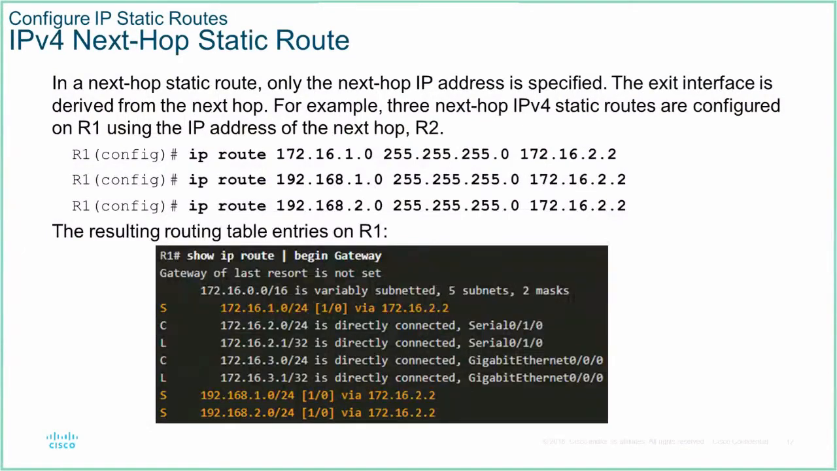This is the closest interface of the next device that needs to make a forwarding decision. So what it's saying is, if it isn't a directly connected network, forward it to the next device, if it's a 172.16.1.0, 192.168.1.0, or 192.168.2.0.